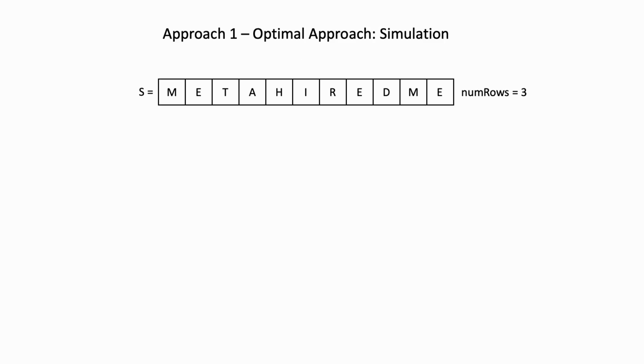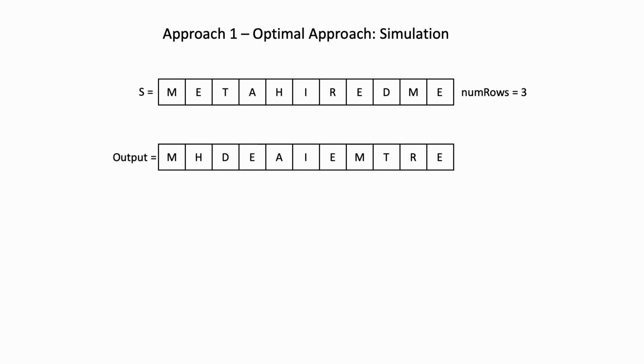Let's discuss how to approach the problem. The most naive solution will be to use simulation, that is, to imitate what the question has asked for, which is also the most optimal solution to this problem. Let's take this example test case where the input string is "Meta hired me" and the number of rows is 3. This is the expected output.